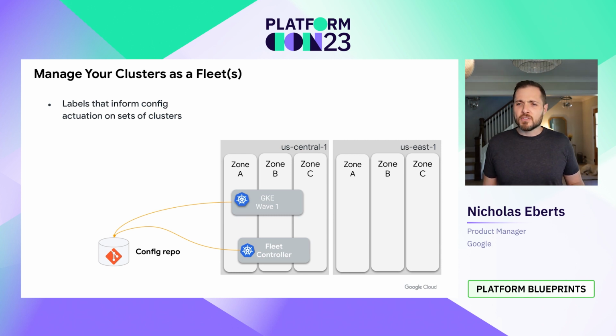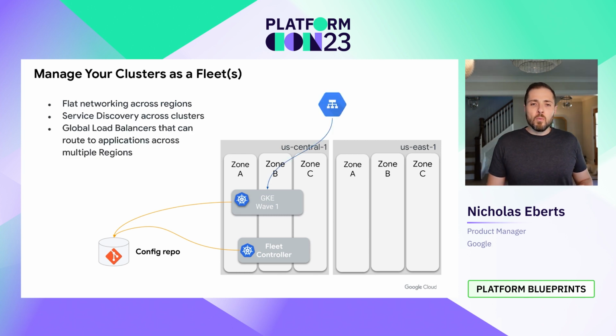If you're using Argo CD, that's going to be using labels in the Argo CD secrets. If you're using Config Sync, which is Google's tool, that's going to be using a cluster repo and label selectors. Both of these things just give you the ability to decide which configuration goes where.